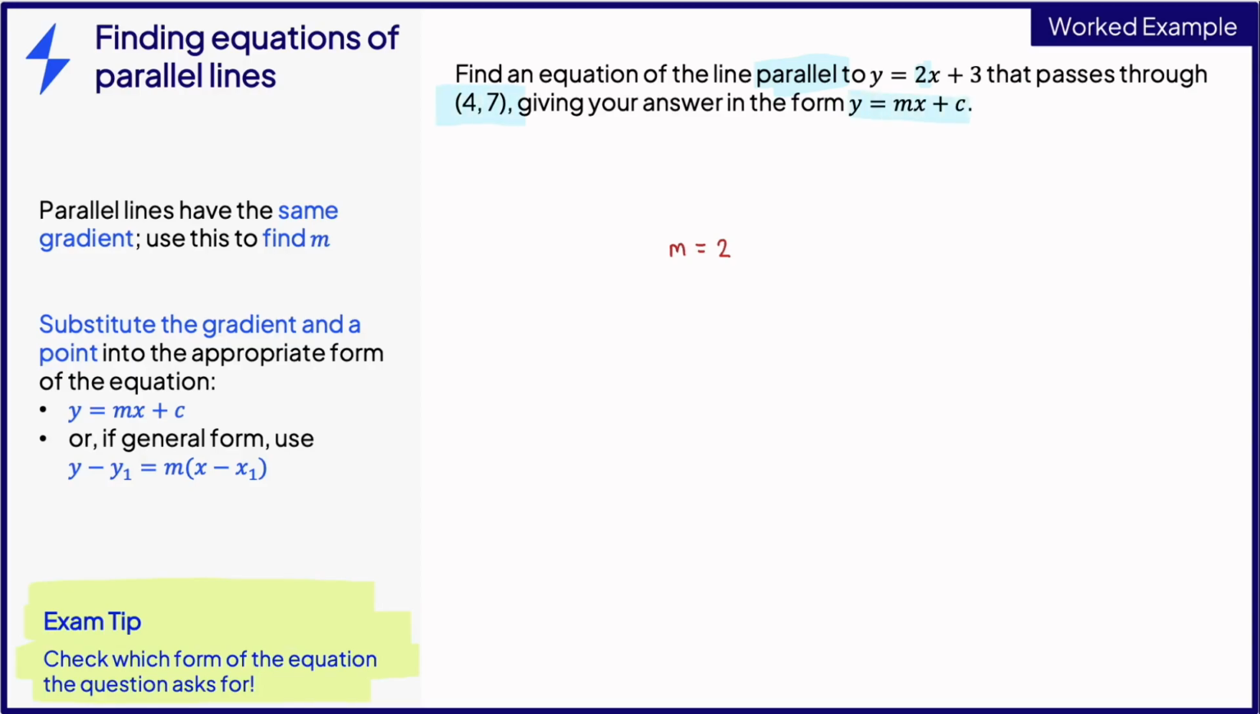So, we've got the point 4, 7. So in y equals mx plus c, I know that y is 7, m is 2, and x is 4. So we write that out, and now we can solve for c. So c is negative 1, and the final step is simply to substitute m, which is 2, and c, which is negative 1, into y equals mx plus c. So our final answer, y equals 2x minus 1.